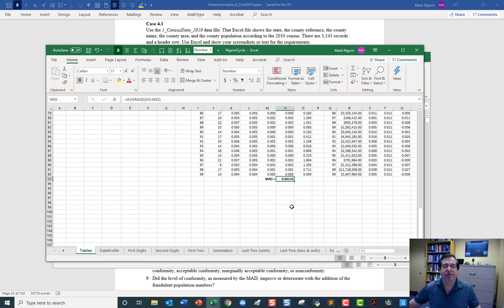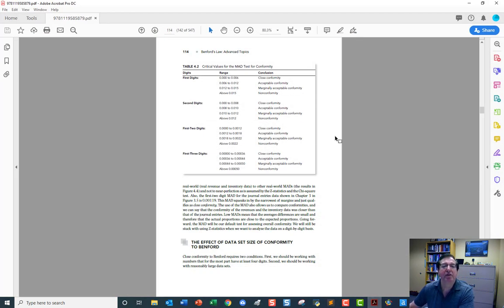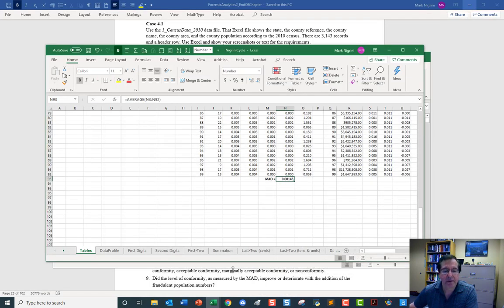What level of conformity does it have? Just remember that number, 0.00143, when we go to the book. We're not using the first digits, we're not using the second digits, we are now concerned with the first 2 digits, and I had 0.00143, which fits in right there, and that is acceptable conformity. You might find that the results from a first digit test and the results from a first 2-digit test or a first 3-digit test are slightly different. So at least I need to go right here, first 2 digits, acceptable conformity.